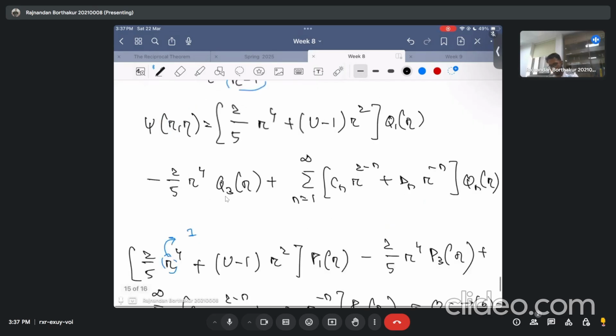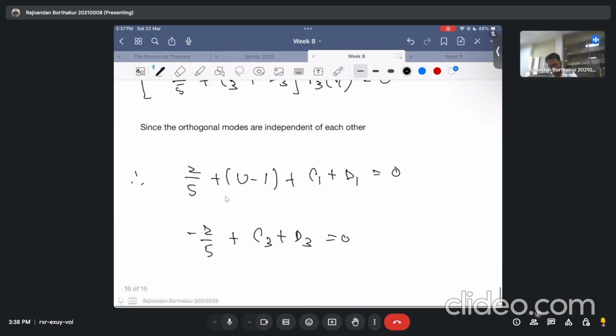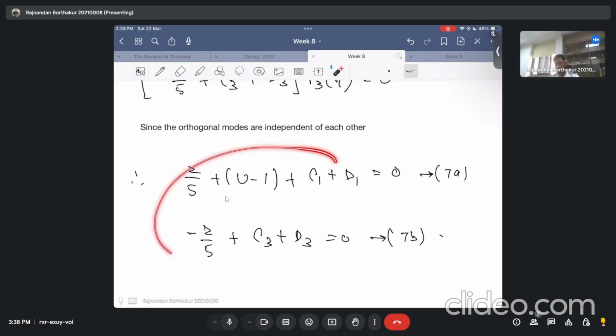I'll name these 7a and 7b. All right. So that's one boundary condition that we use. And from this, we have two equations which have four unknowns, basically c1, d1, c3, and d3. But we just have two equations.